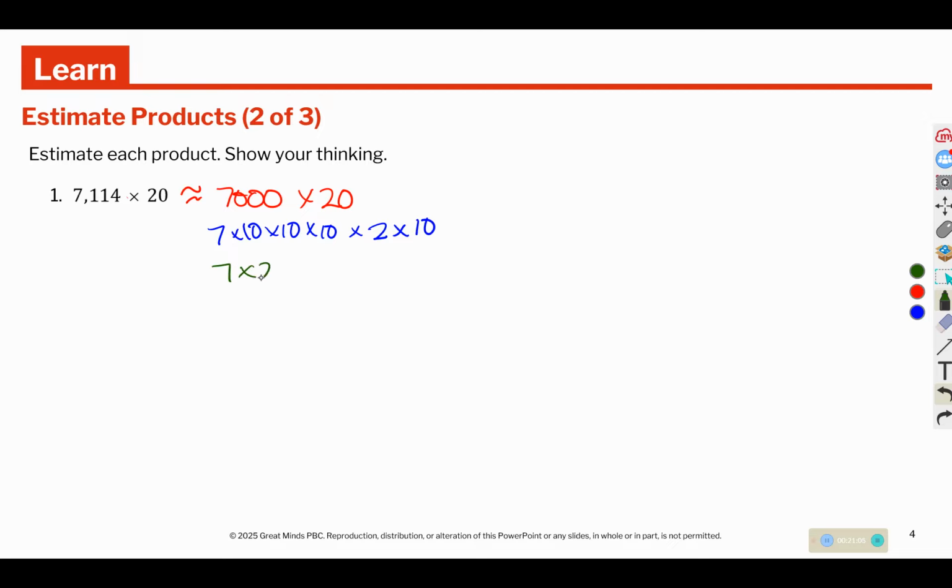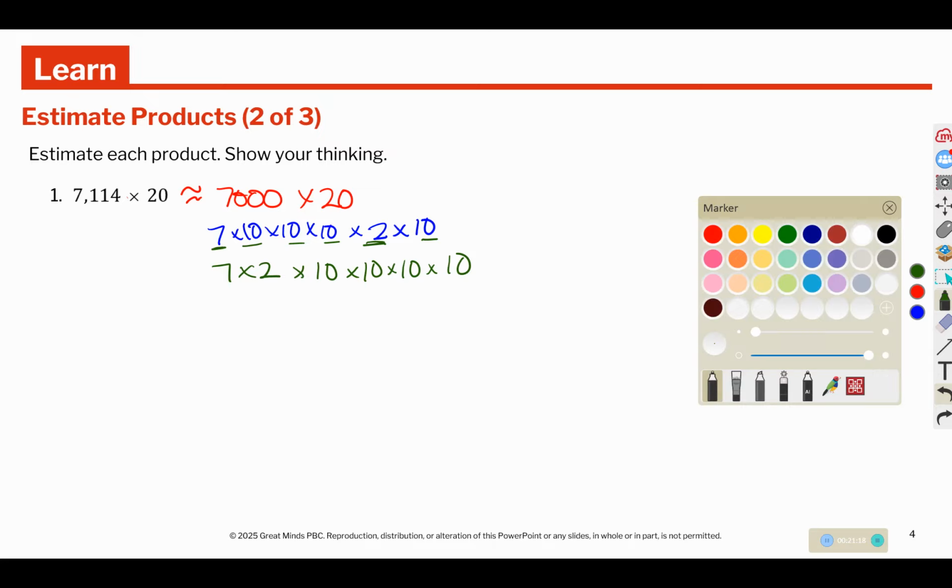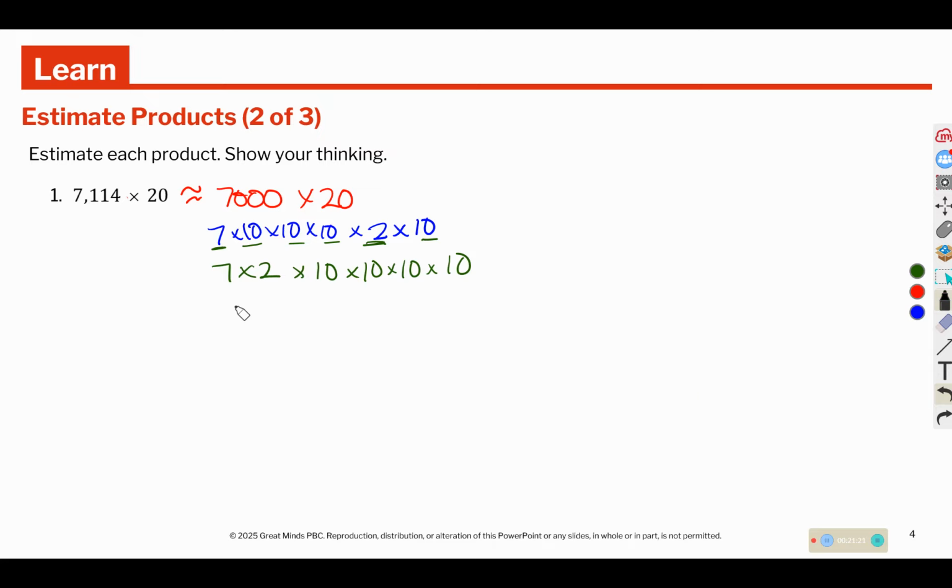I want to multiply the 7 by 2, and then all my 10s at the end. There are 1, 2, 3, 4. Another way you may write this based on the work we did yesterday is 10 to the 4th power, because there are 4 of the 10s multiplied together. 7 times 2 is 14. So this is 14 times 10 to the 4th power, or 14 with 4 zeros.